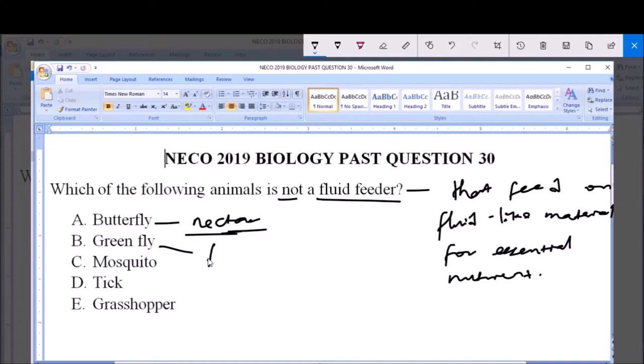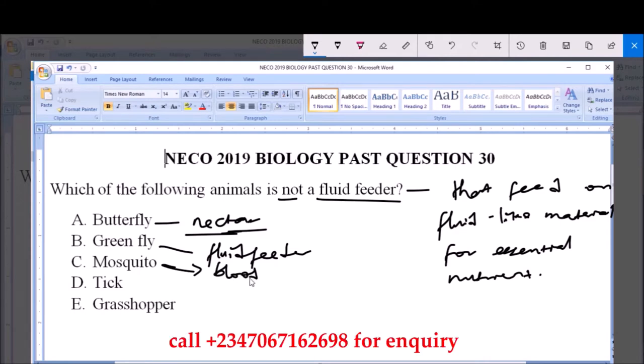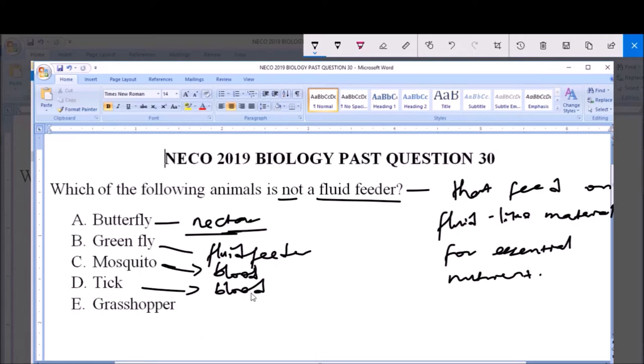the green fly is also a fluid feeder. Likewise, the mosquito is also a fluid feeder because they feed on blood. Tick also is a fluid feeder. It also feeds on the blood of animals.